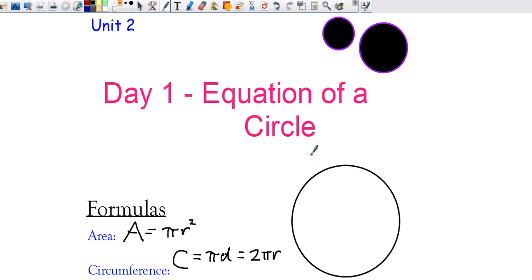Remember that in a circle, the radius is the distance from the center to the edge, and the diameter is all the way across.